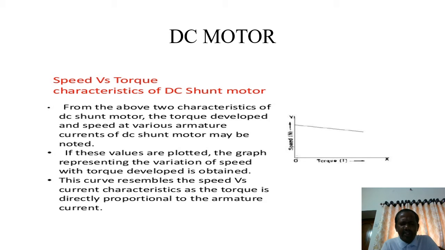If you are getting these values, plot a graph that will give the speed versus torque. The speed decreases at a slow rate, very similar to the speed versus armature current.